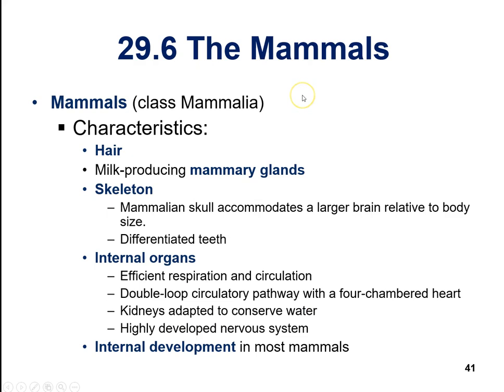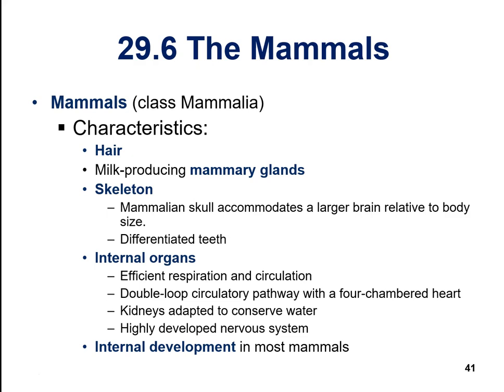All right, the last group that we're going to talk about are the mammals. Obviously, this is the group that we are members of. In terms of general characteristics of mammals, again, you're responsible for this. The name mammals comes from the presence of mammary glands. All mammals have milk-producing mammary glands.